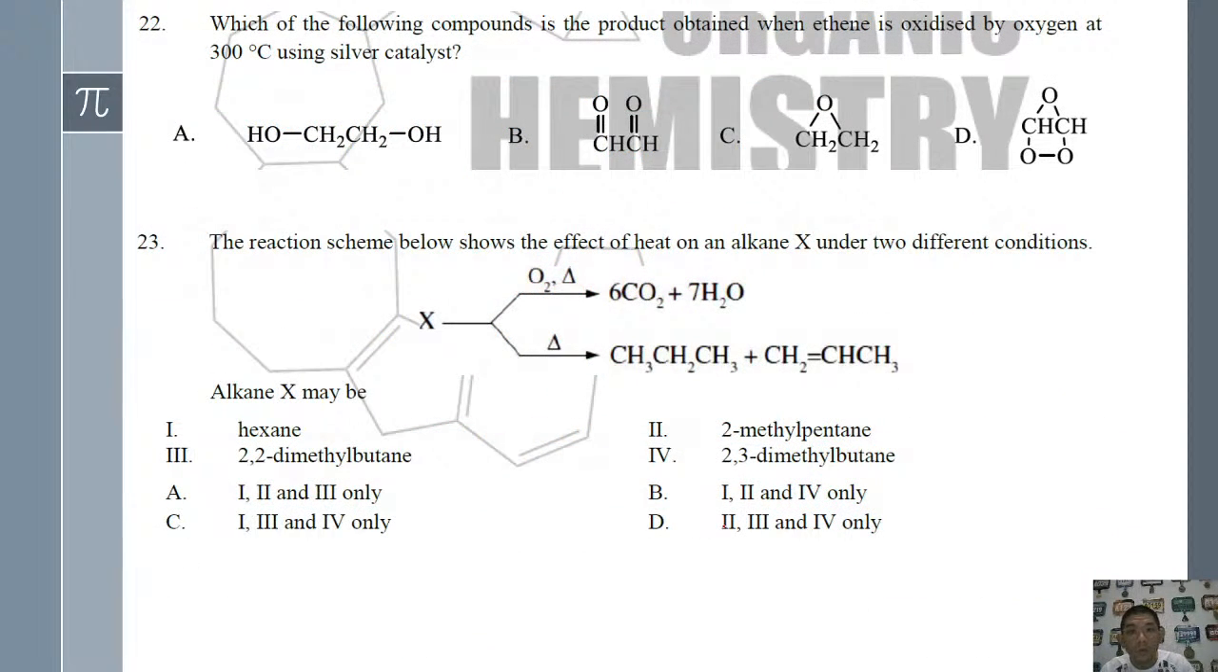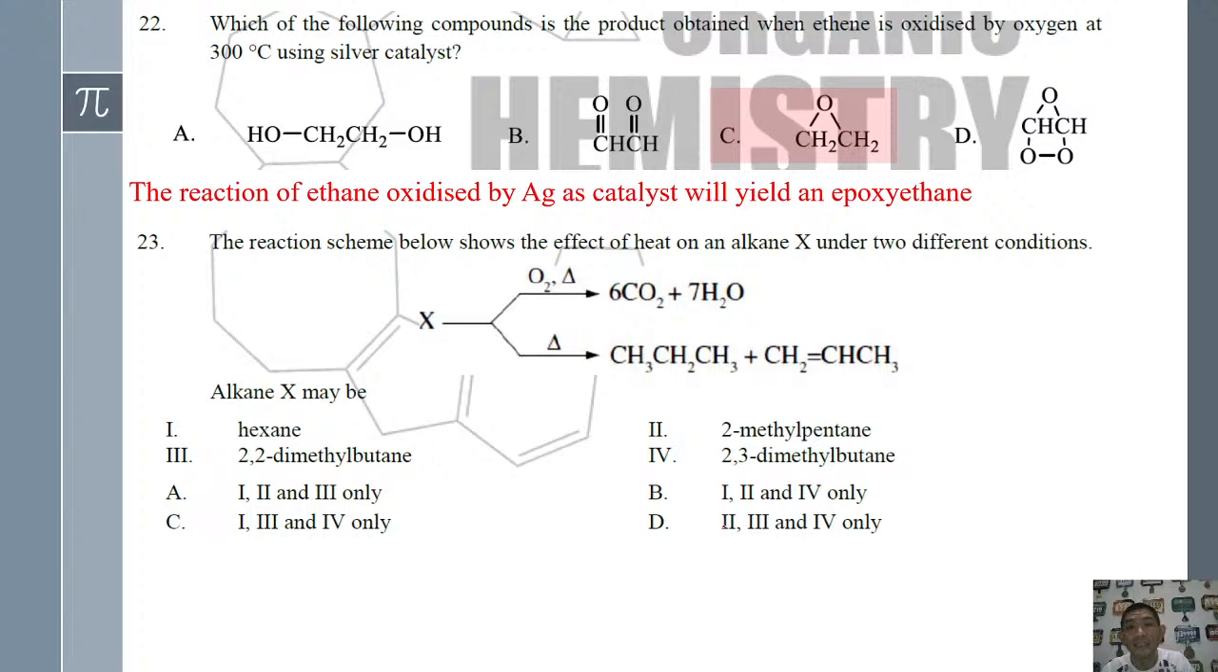For question 22, which of the following is the product obtained when ethene is oxidized at 300 with oxygen at 300 using silver catalyst? Now, this is a very direct question where this is actually a process to form what we so call as the epoxide. Okay, so the best answer in here is C.